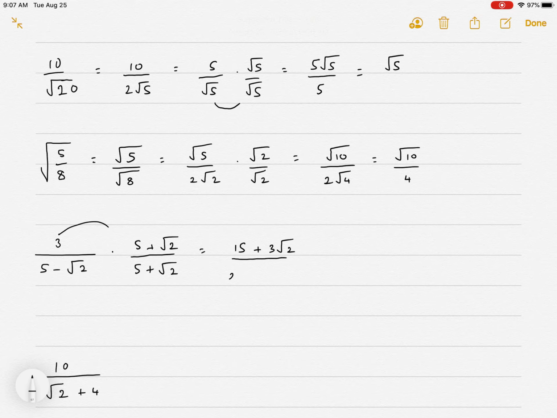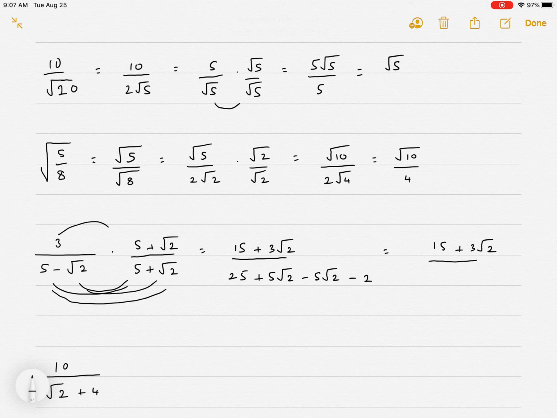5 times 5 makes 25. 5 times this plus radical is plus 5 radical 2. This negative radical times the 5 is negative 5 radical 2. And notice those two will cancel. And negative radical 2 times a positive radical 2 will be a negative 2. On top, we have 15 plus 3 radical 2. On the bottom, these cancel. 25 take away 2 is 23.